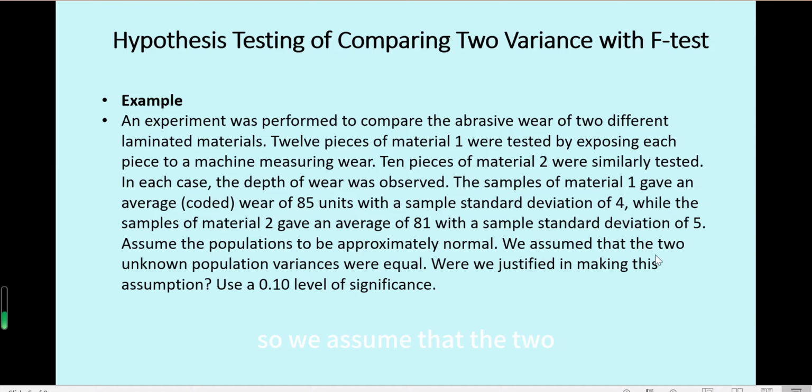So we assume that the two unknown population variances are equal. The question is, can we be justified in making this assumption? So we will do hypothesis testing on whether the population variances are equal, and we use 0.1 level of significance. So here alpha is 0.1.